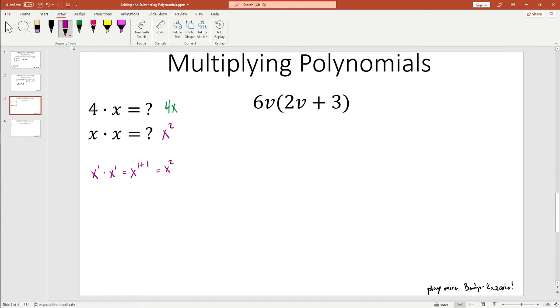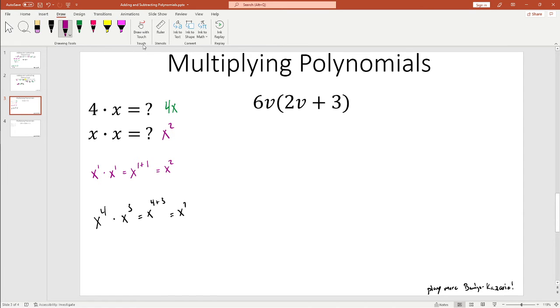That would work for any power of x. I guess I could have made it over here, but if I had like x to the 4th times x to the 3rd, well, that's really going to be x to the 4 plus 3, which is x to the 7th. So now that we've cleared that up, let's talk about multiplying these polynomials over here.